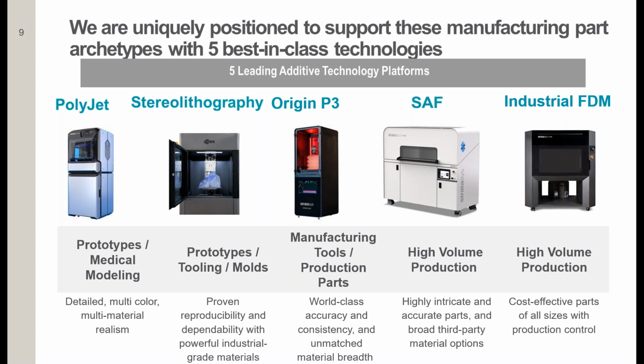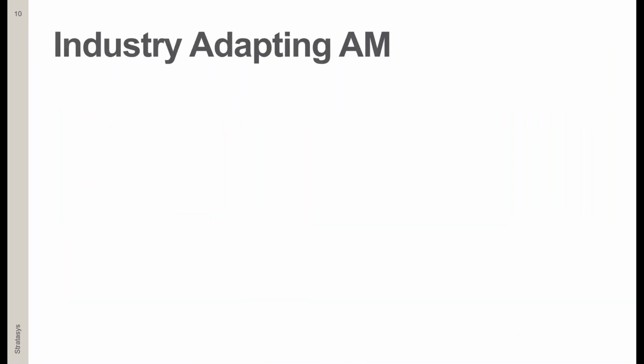The Origin P3 that you see is for batch manufacturing or for production parts that could be manufactured from a 3D printer. This is digital light processing technology from Stratasys. Well, then we also have SAF, it's powder bed fusion for high volume production. Here we are going to look at highly intricate, accurate parts when it comes to working with polyamide as well as styrene based materials, etc.